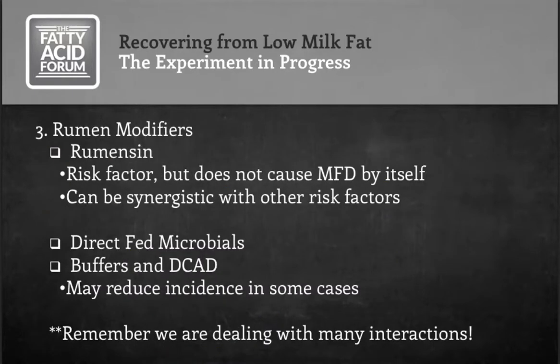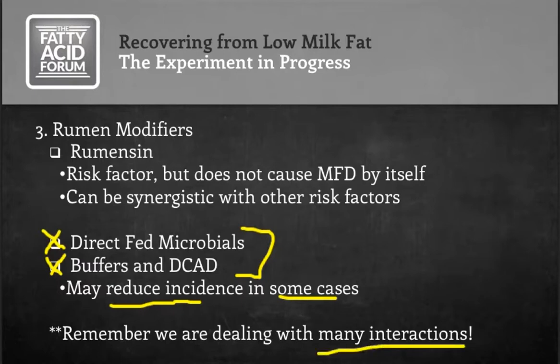Other risk factors include Rumensin. Remember, Rumensin is a risk factor, but it does not cause milk fat depression by itself. There's also some data in the literature that supports direct-fed microbials and DCAD having a beneficial effect on milk fat depression, so this may reduce the incidence in some cases. But remember, you're dealing with many interactions, so everything's not going to work every time, so let the cows tell you if you are right or not.